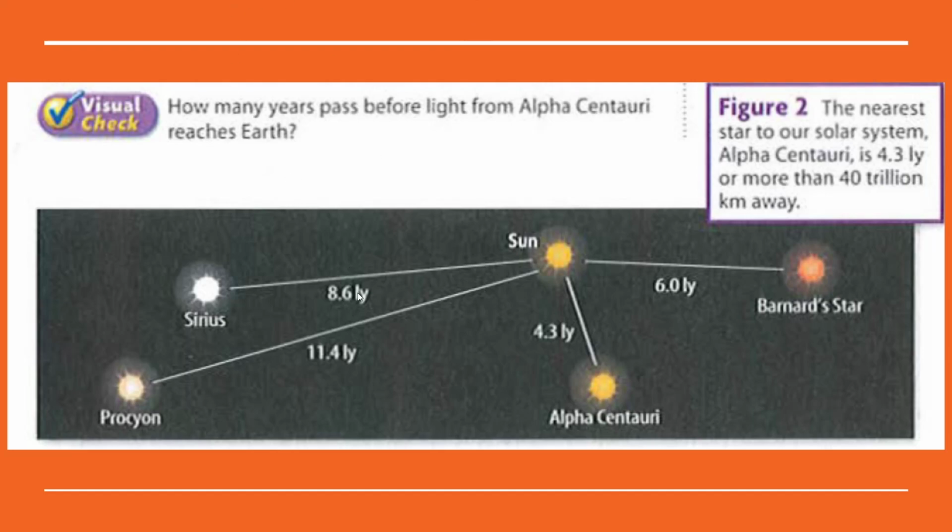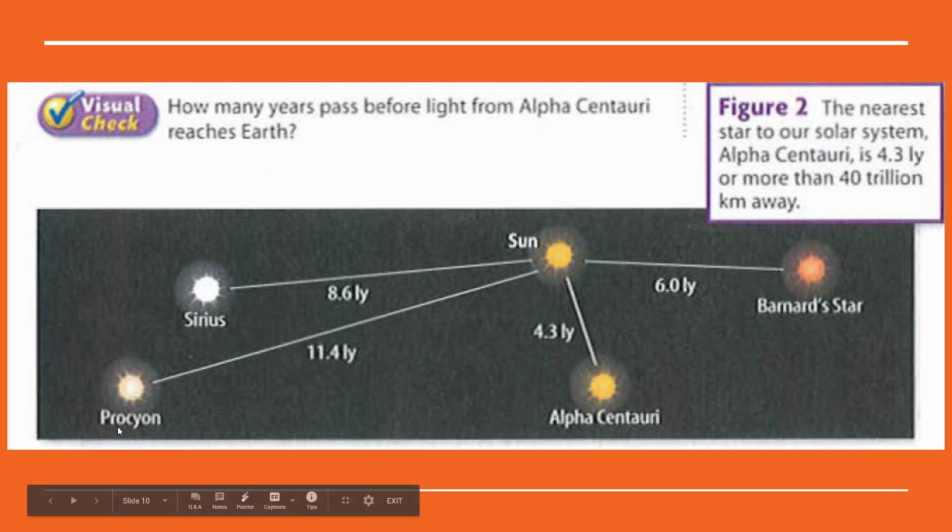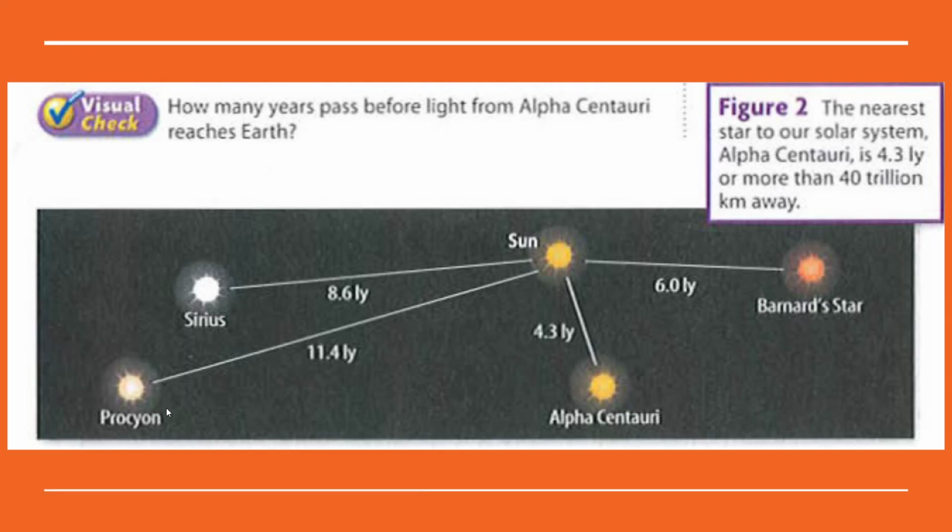Let's look at Sirius. It's 8.6 light years away, so it takes 8.6 years for light to reach us. If you were in a spaceship going the speed of light, the fastest anything can go, it would take you 6 years to get to Barnard's star. It would take you 11.4 years to get to Procyon. I don't know how to pronounce that, but that's how far these things are. Stars are incredibly far away from each other.